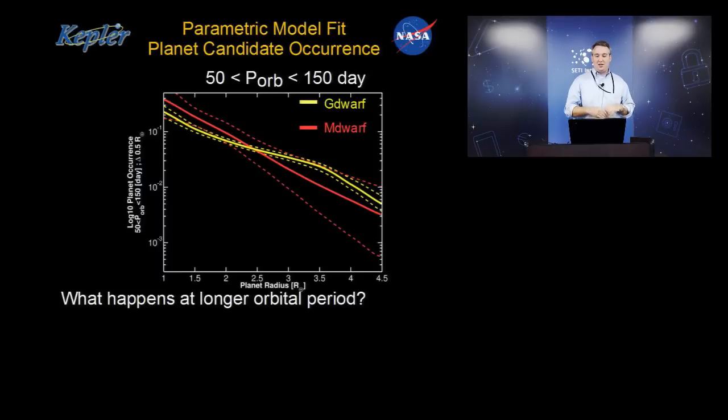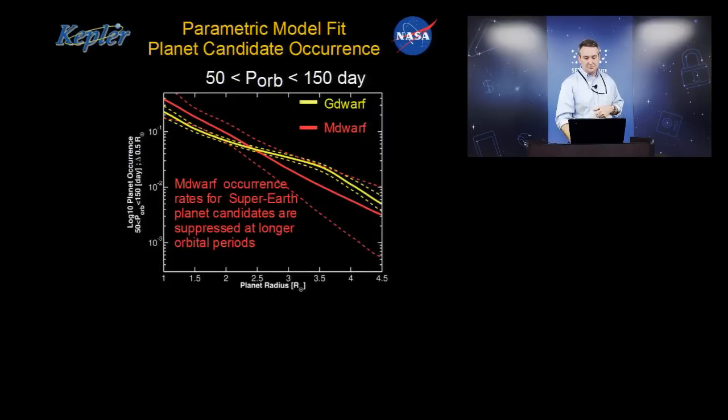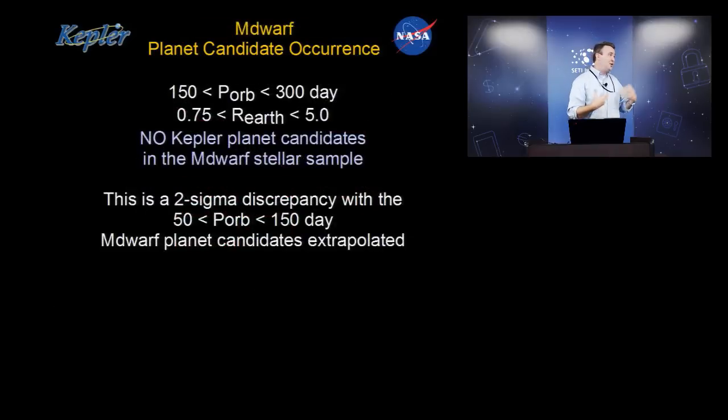The G dwarf population is very consistent with just a logarithmic distribution with period from that earlier bin, but the M dwarfs are falling off faster. So then you go to an even longer orbital period, 150 to 300 days. Now the problem is, with Kepler, we have yet to identify an M dwarf with a terrestrial-sized planet with a period longer than 150 days. So the M dwarf planet population has completely fallen off the map.